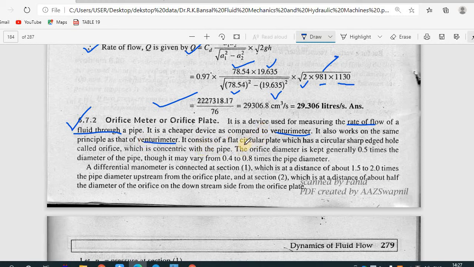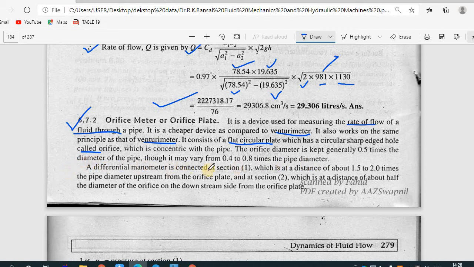It consists of a flat circular plate which has a circular sharp edge hole called an orifice, which is concentric with the pipe. Generally the diameter of the orifice is kept 0.5 times the diameter of the pipe, though it may vary from 0.4 to 0.8 times the diameter of the pipe.